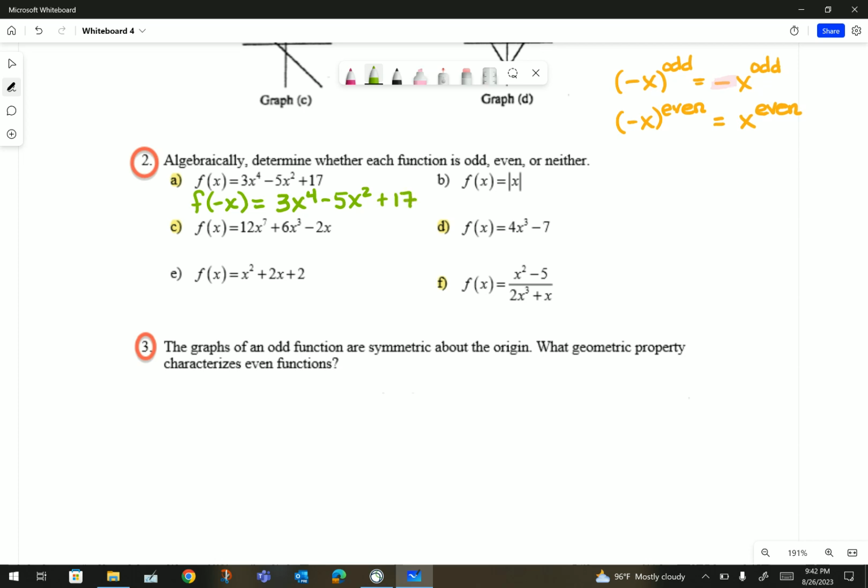So I need you to compare. When you compare, notice that this term and this term stay the same. This term and this term stay the same. And this and this stay the same. There were no changes. They are the identical expression for both f of x and f of negative x. And when they are identical, we are going to call those even functions.